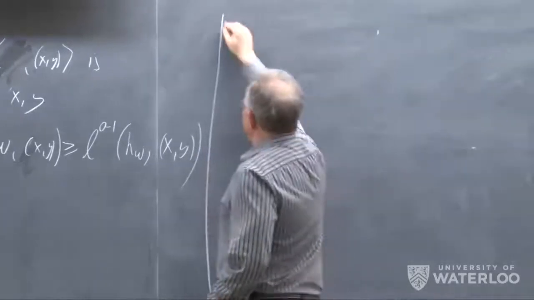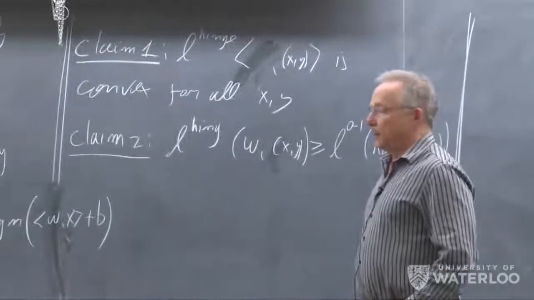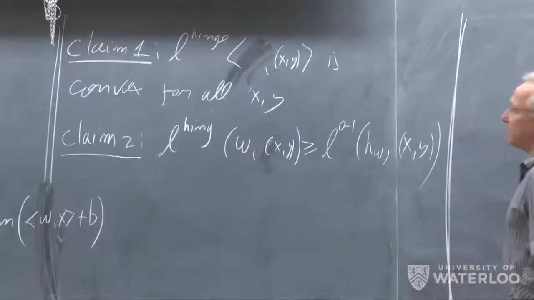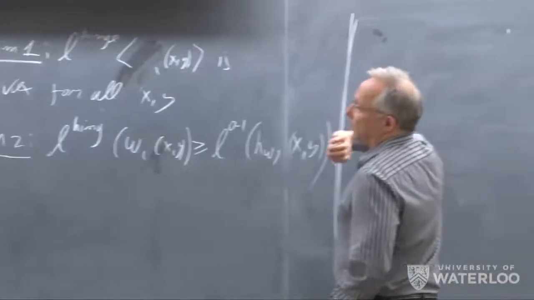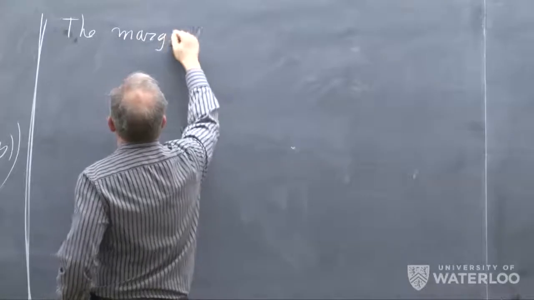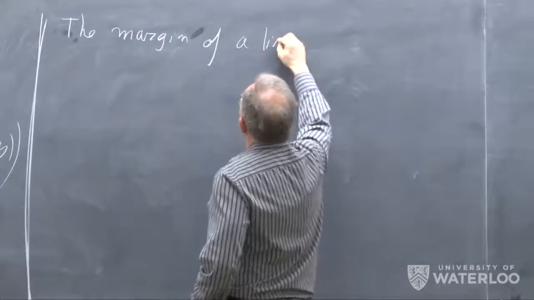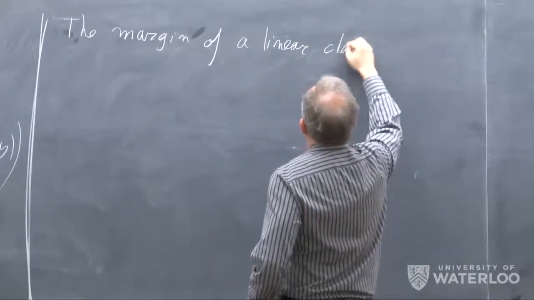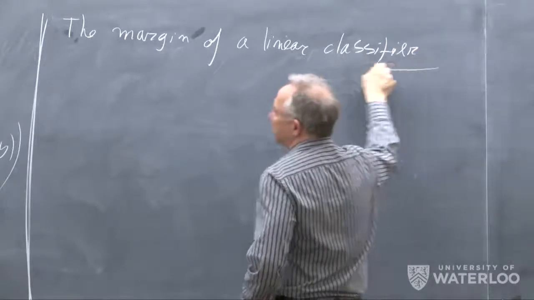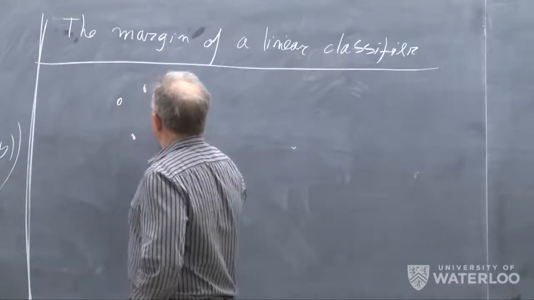So let me describe now a little bit what is the geometrical meaning of this. What I claim is that what this loss is going to do has to do with the notion of margins. It's an important notion, the margin of a linear classifier on a sample. So assume that I have a sample of points.